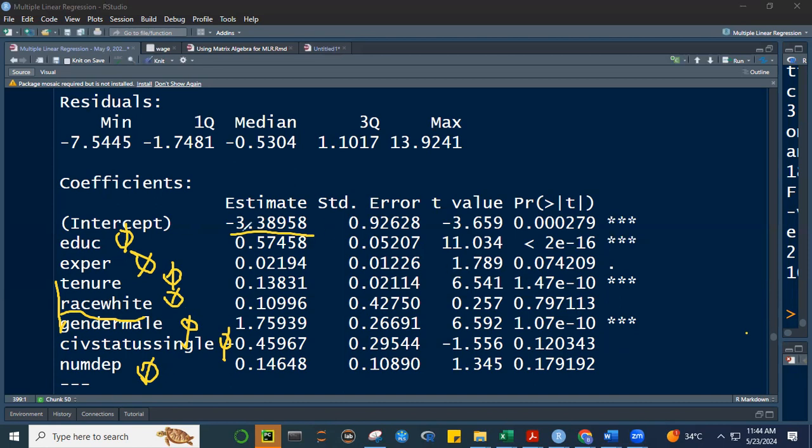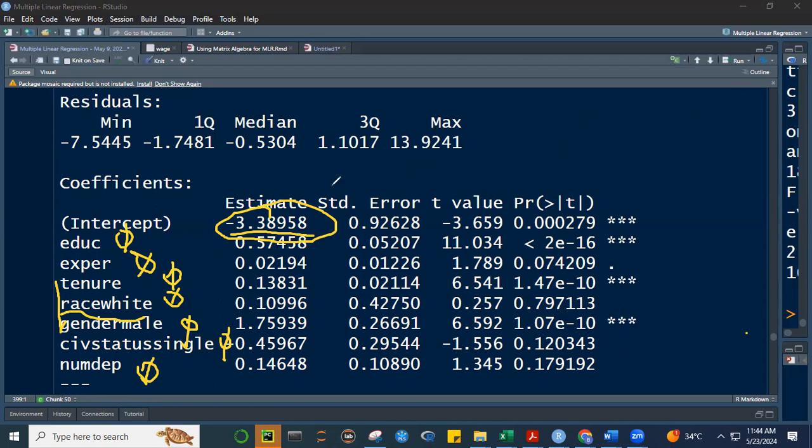The average hourly wage of a person who has 0 years of education, 0 years of experience, 0 years of tenure, who is female, who is non-white, and who is married, and who has zero number of dependents. Okay, so that's the average hourly wage of this person who has all zeros here.